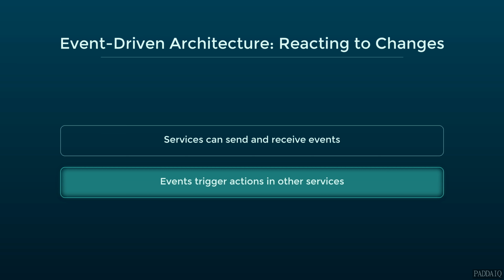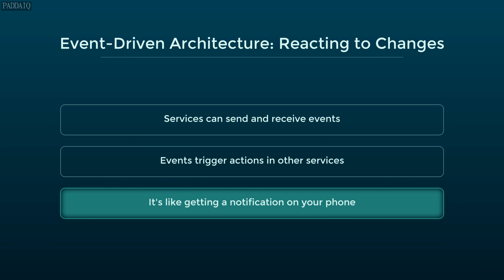Events trigger actions in other services. This means when something happens in one system, it automatically tells another system to do something. For example, when a sales order is created, it could automatically notify the shipping service to prepare the package. This ensures seamless and immediate responses across your applications.